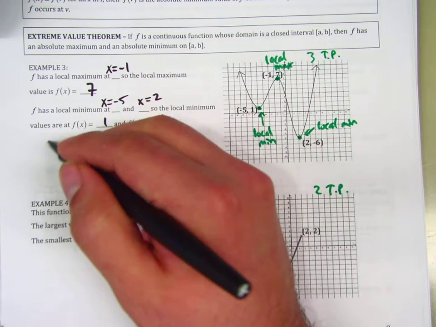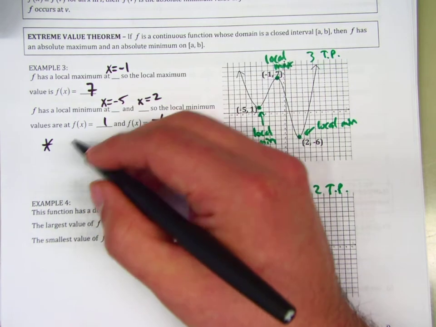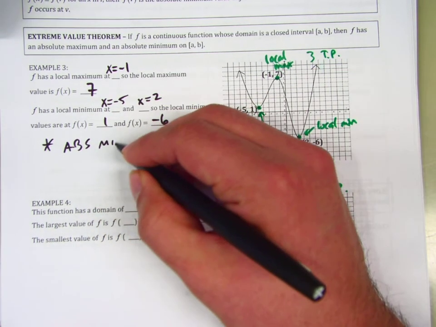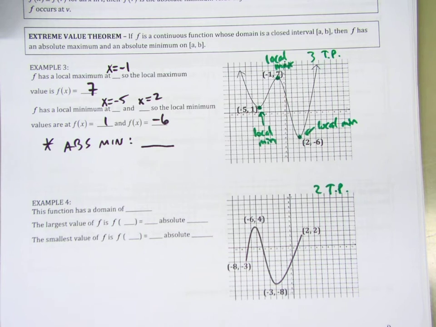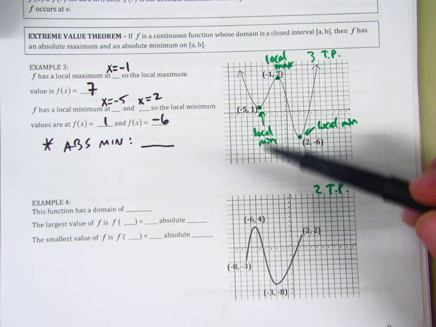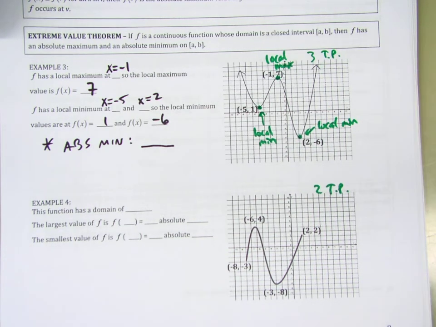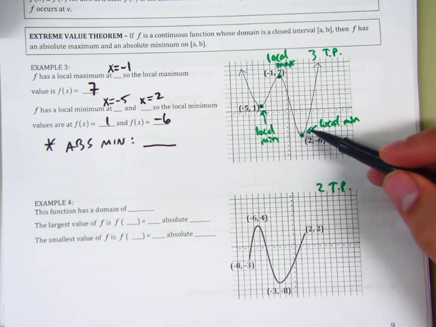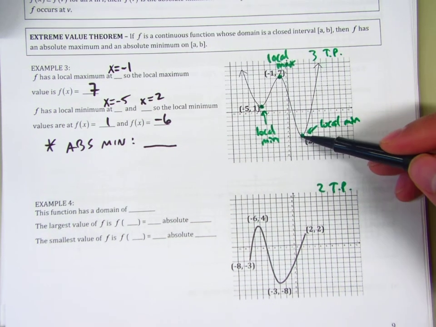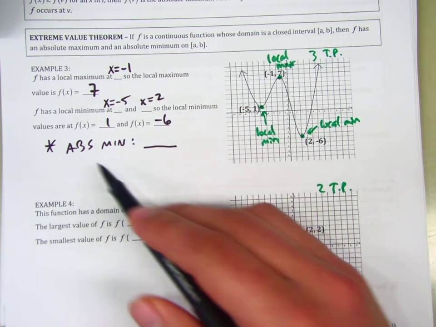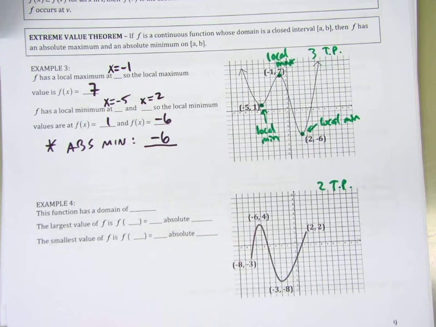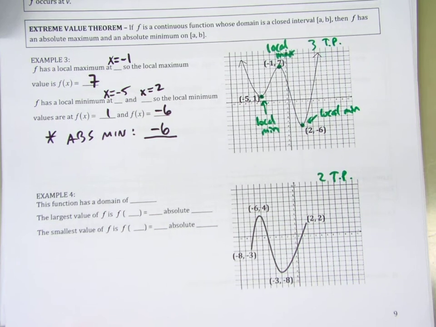Okay, and I'm going to add one more piece to this. Absolute min. Okay. Absolute means like the absolute lowest point on the graph. We have one of those, right? That's the second minimum that we highlighted over here because there's nothing lower than this point. So if it asks us for the absolute min, I'm going to say that it would be -6. Okay?